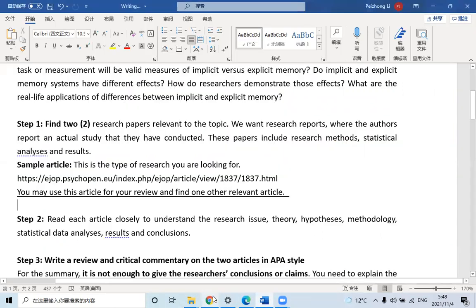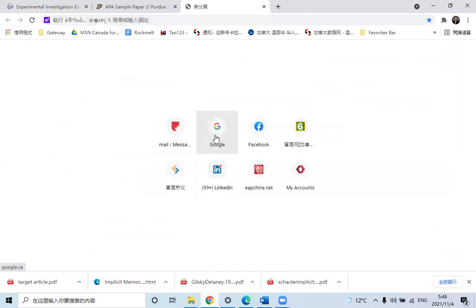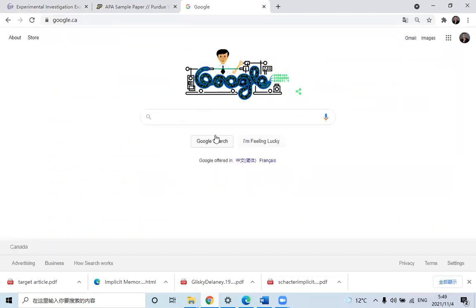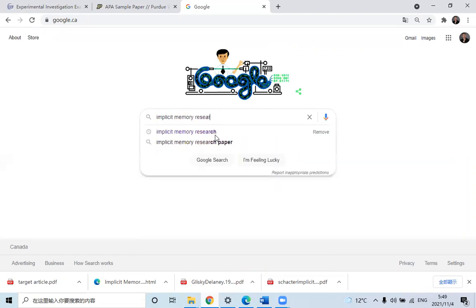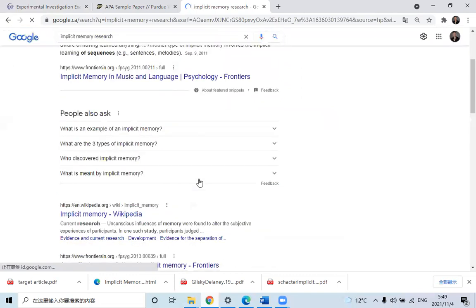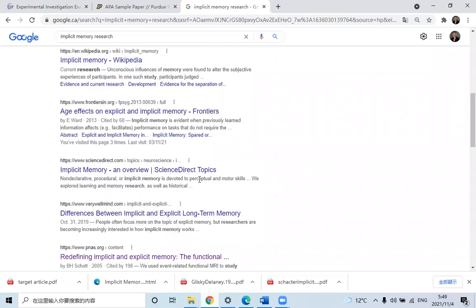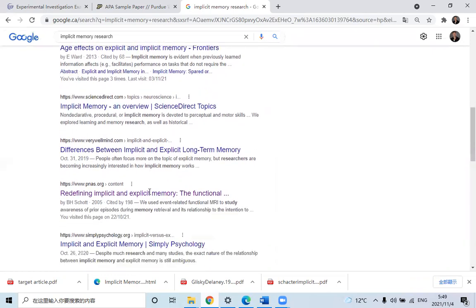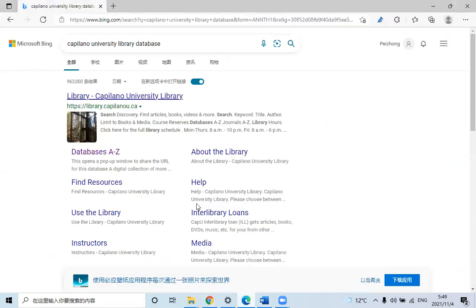A quick and dirty way to do a literature review would be to Google it. So in Google, you can search for implicit memory research. We tried Google, it doesn't give us a whole lot of focused information. It gives us a lot of information from all sources, not only scientific research. So probably we want to use something more sophisticated.